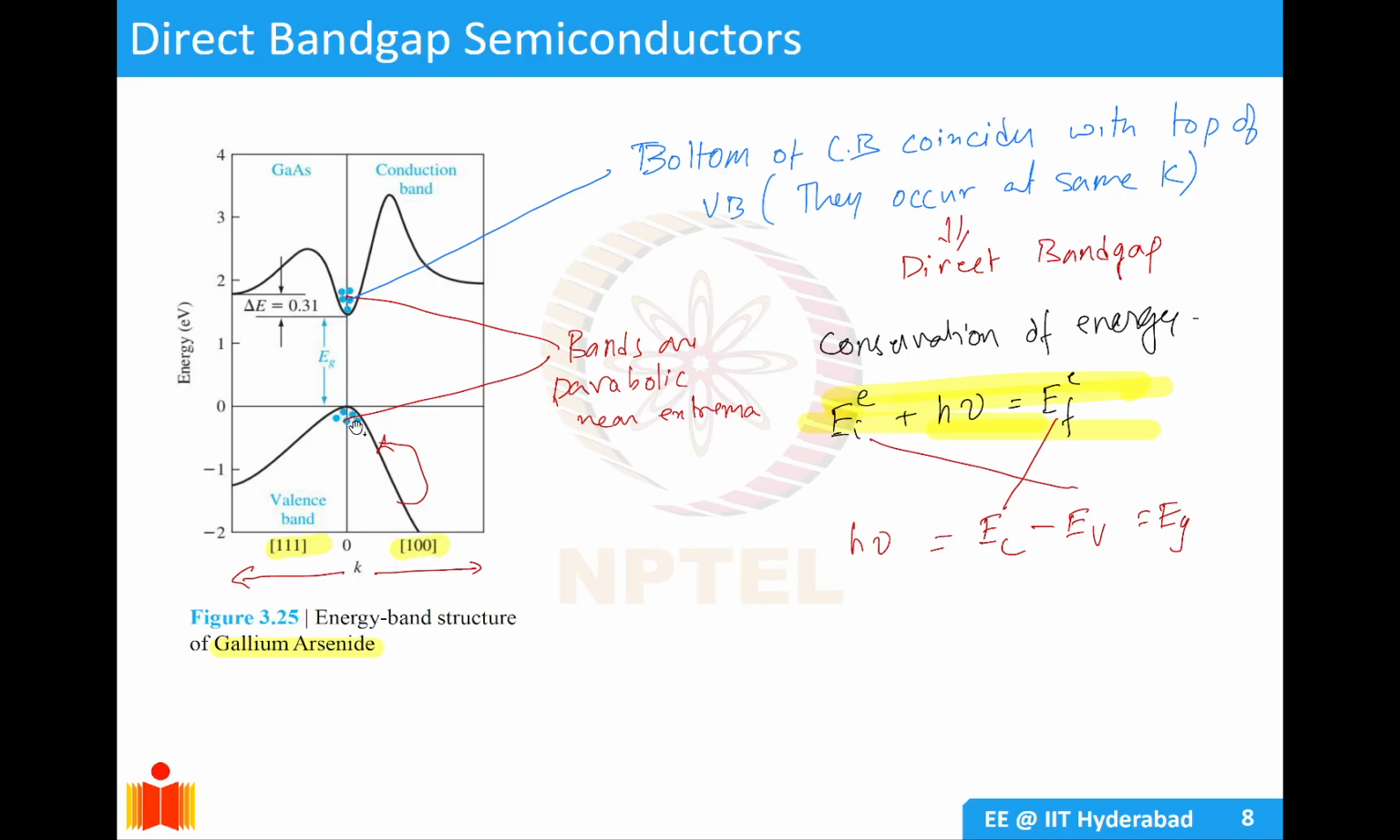And so when an electron goes from here to here, there is no momentum change, so energy is conserved, and there is a high probability of electron transition by absorption of energy. So Ei plus h nu gives Ef. There is no need for any other energy.